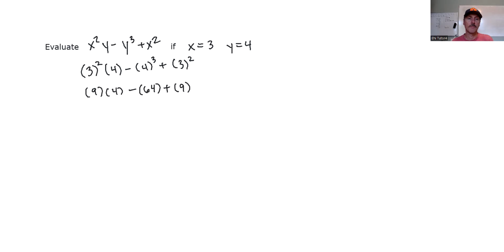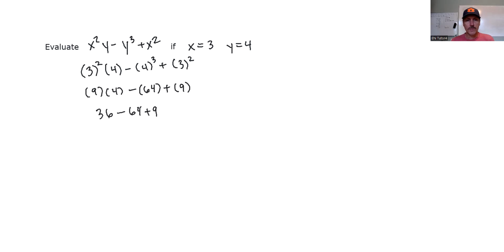We've got one multiplication procedure in there, so we need to do that next. We're going to change that to a 36. We will go ahead and remove the parentheses at this point. That's going to be minus a positive 64, so that's negative 64, and then plus a positive 9, so it's going to be plus 9.